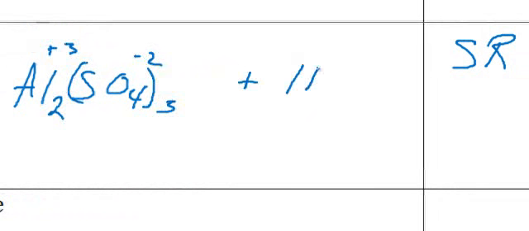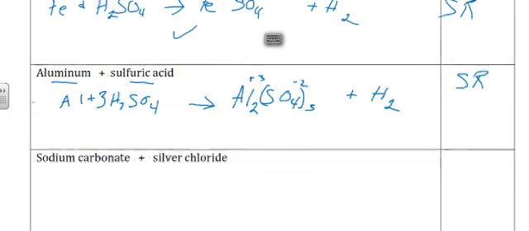Plus the hydrogen is going to be kicked out, and that's diatomic, so I need a 2 there. So now I need to balance this guy, so I'm going to need 3 of these, and 2 of these, and I'm going to need 3 H2s. So that's a voila there.